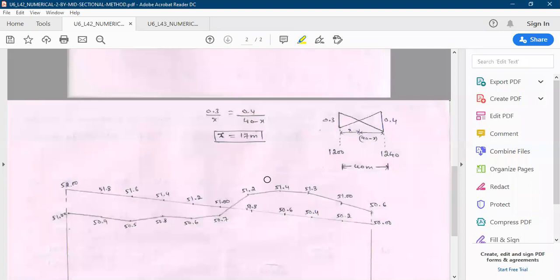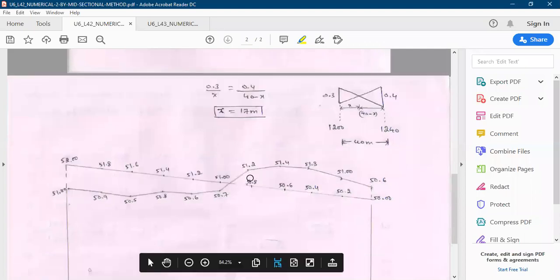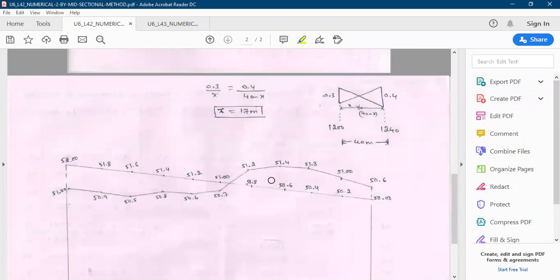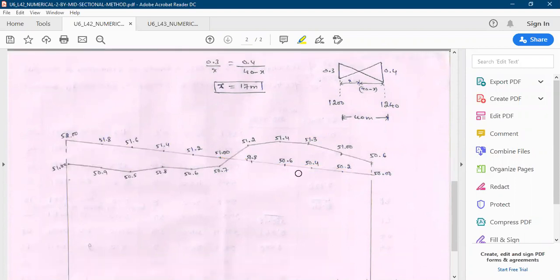So the portions which are coming over the RL of formation, this portion has to be filled, and this portion you have to do the cutting, and in this portion you have to do the filling. So this is filling where RL of formation is more than RL of ground. So here these points, RL of formations are lesser than the ground points, so this portion has to be cut. Right, now you have to carefully observe between these two stations.